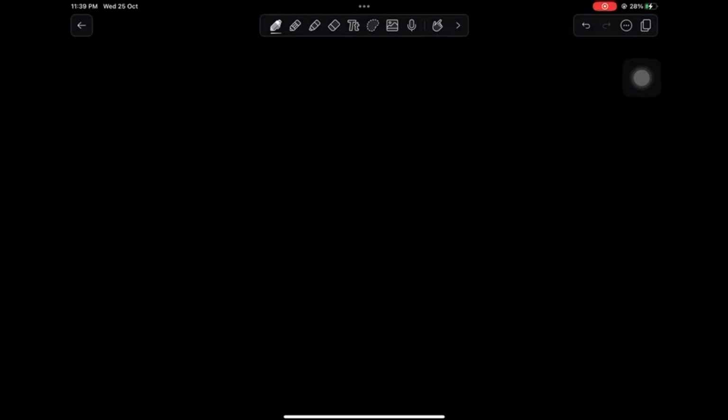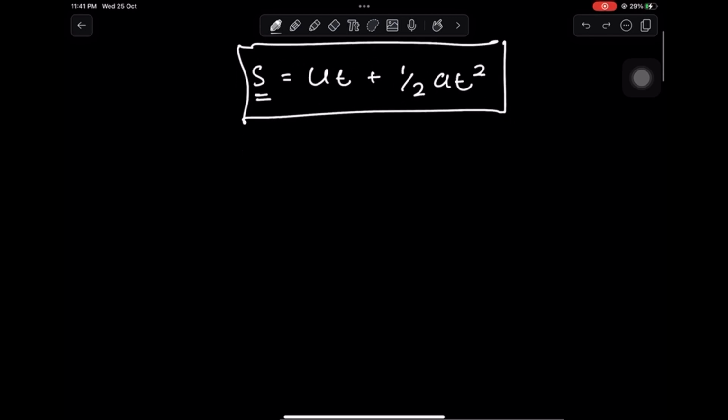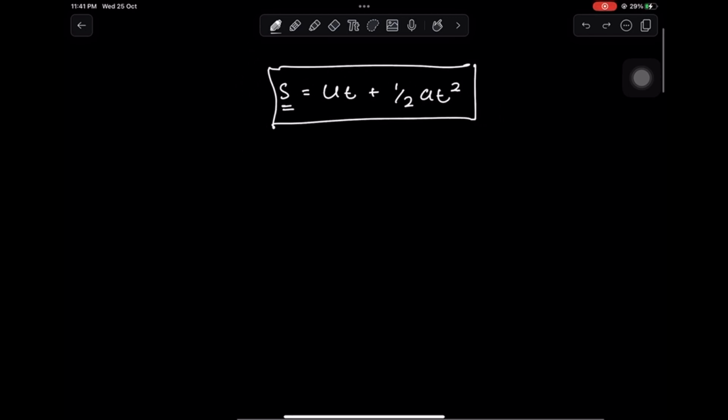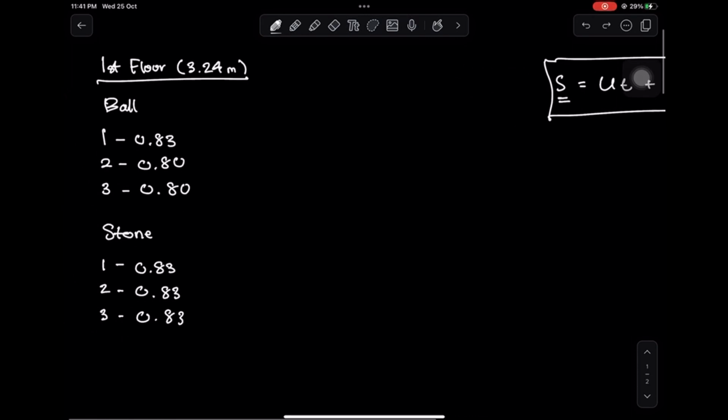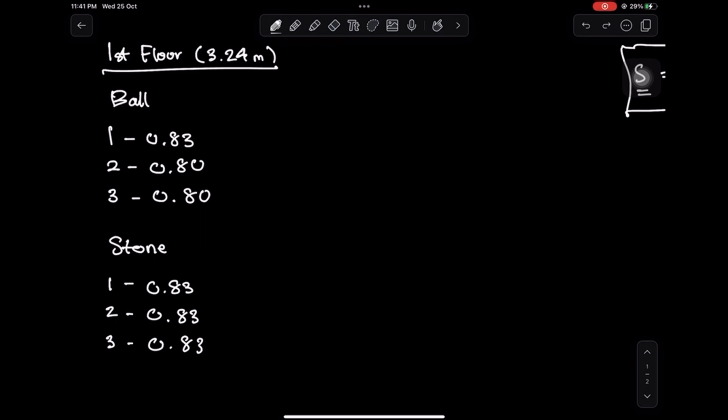So now that we have conducted the experiment, we have enough data to make use of the equation that Lokman has given. This is the time taken for the ball and the stone to hit the ground for the first floor. As you can see, we have recorded 3 separate times for each experiment we conduct. It is crucial for us to make sure the value is as precise as possible. That's why we have 3 separate values right here.